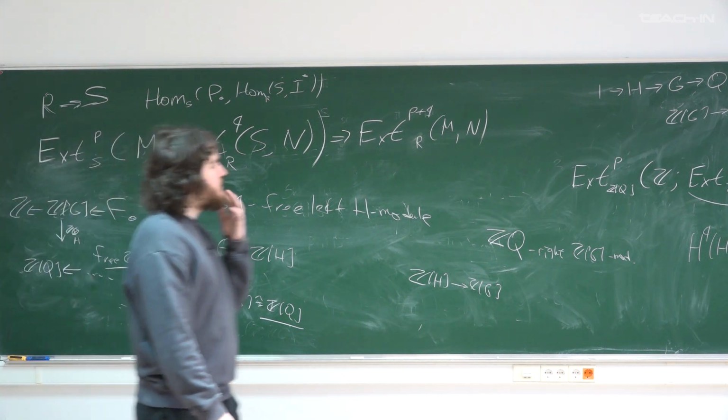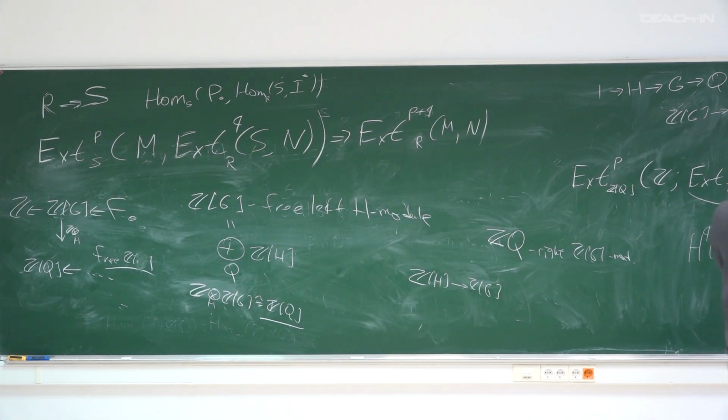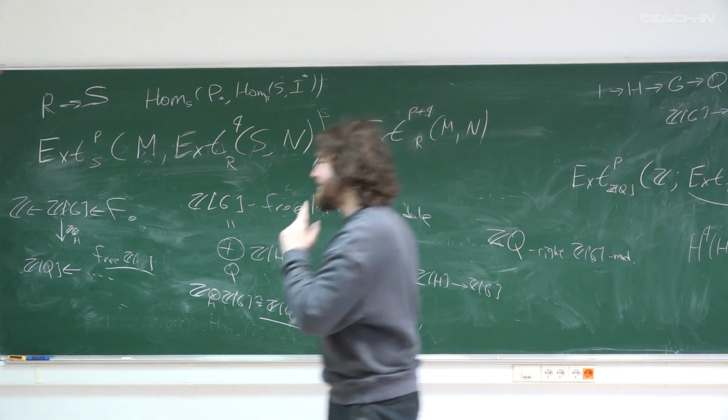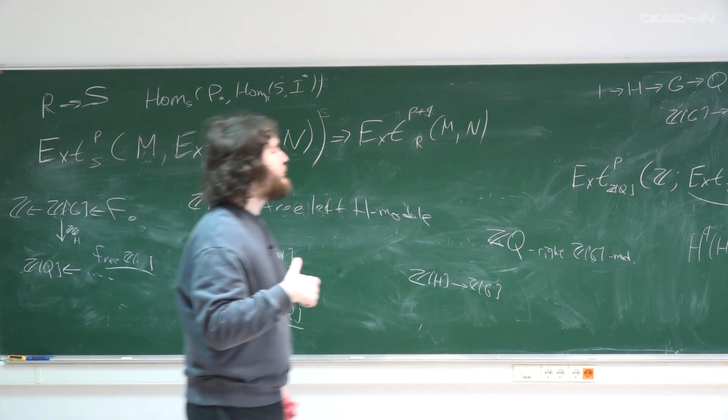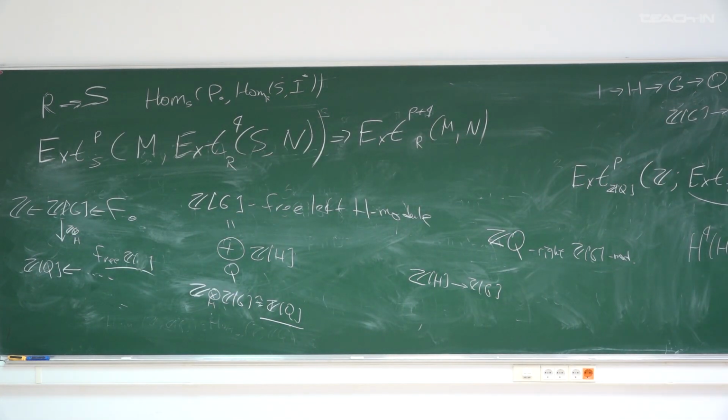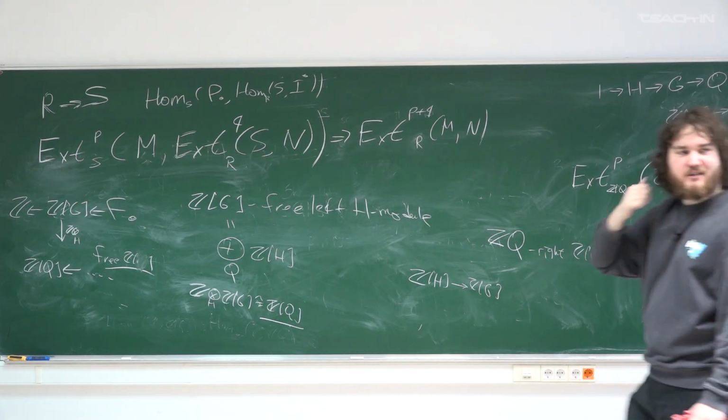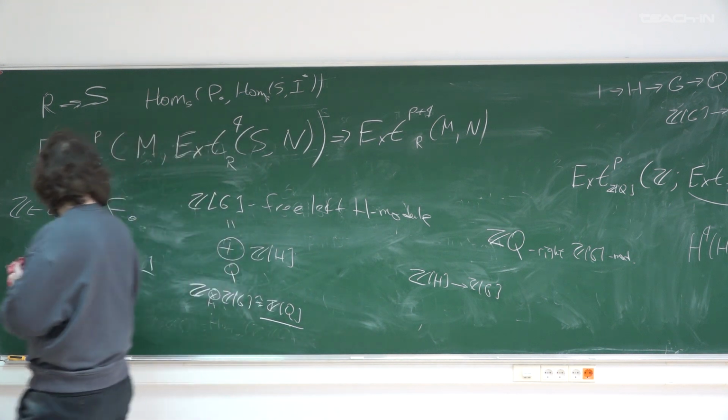I think I want a free ZG resolution of ZQ. What do I want to check? I think I need this: a free ZG resolution of ZQ as right ZG modules. As right G modules, it's a free resolution of ZQ. What is a free resolution of ZQ as right G modules?